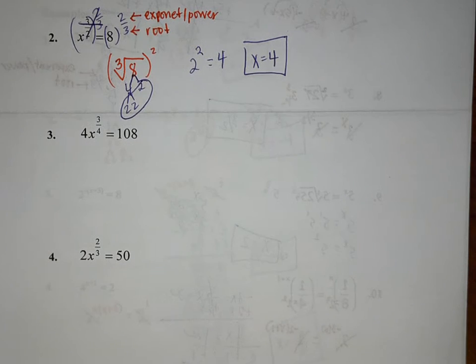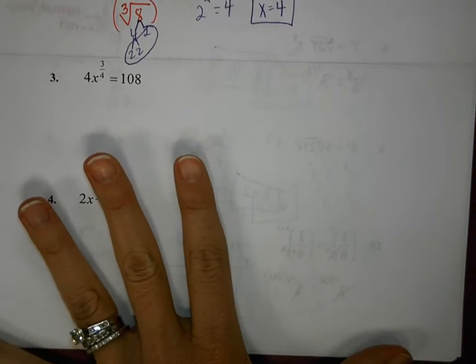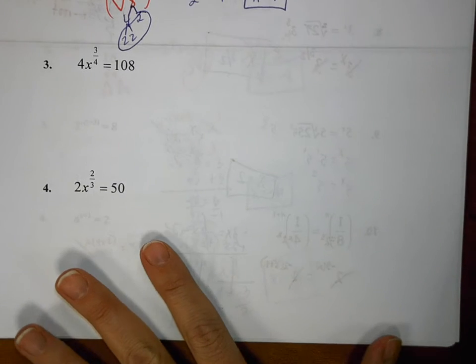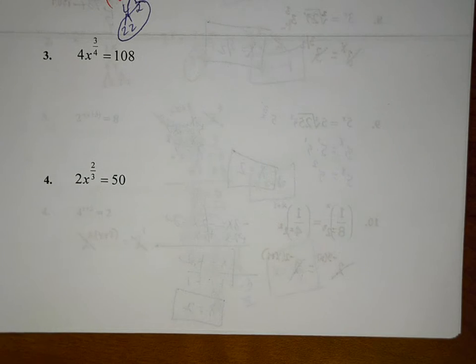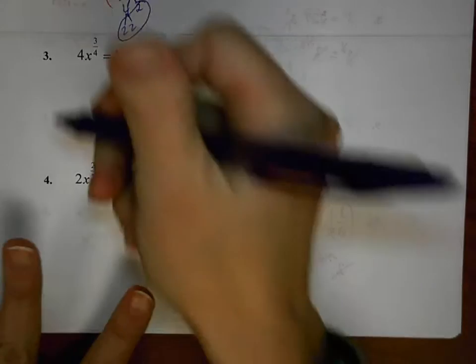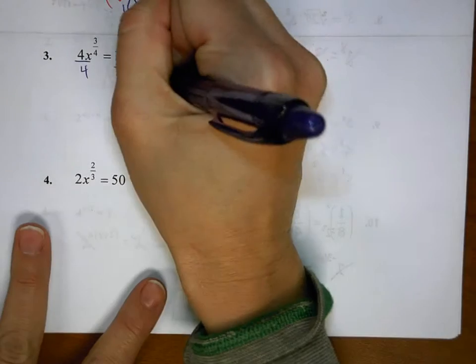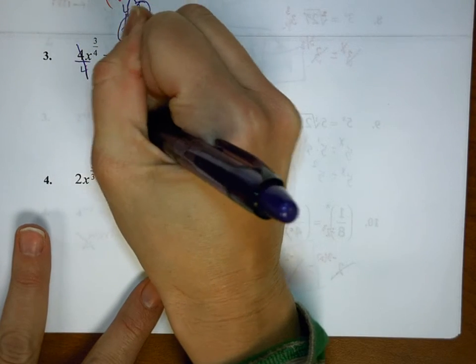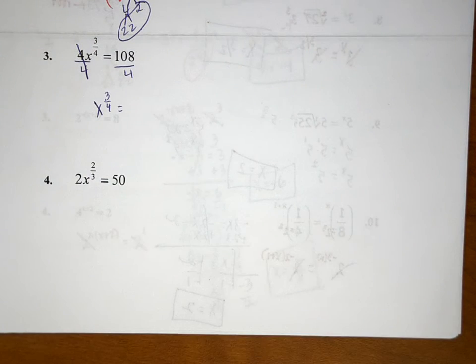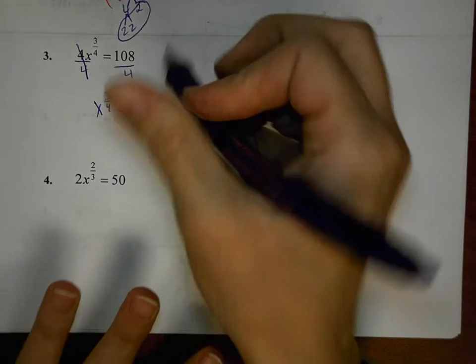Okay, questions? All right, on example 3. Is the exponent by itself? No, what is with it? And this is where people forget. You have to always get rid of that number that's there with the variable and the exponent. So how am I going to get rid of the 4? Divide by 4. Okay, so I get x to the 3/4 power equals, and 108 divided by 4 is, very good, 27.